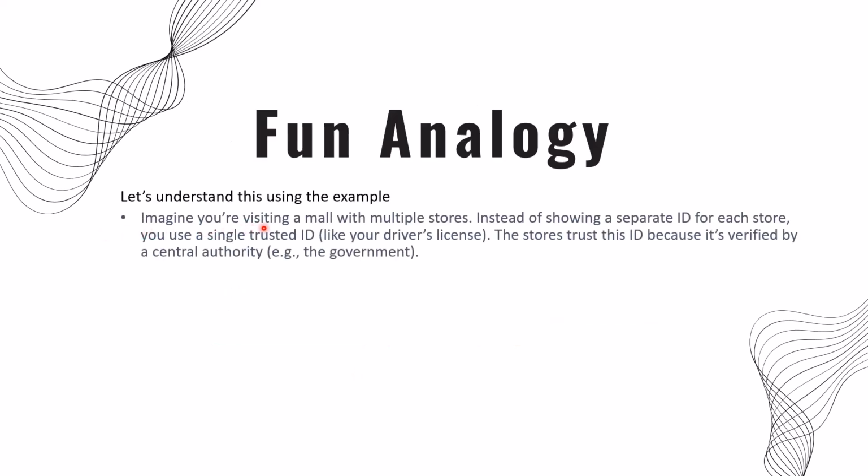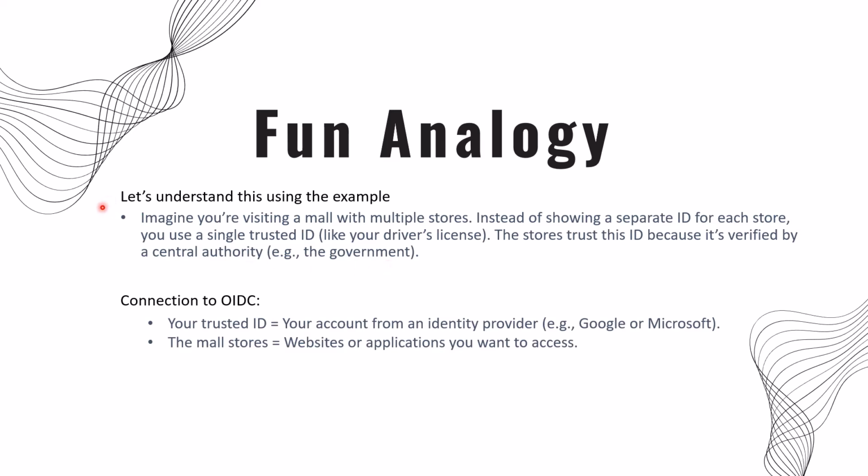So imagine you are visiting a mall with multiple stores. Instead of showing a separate ID for each store, you are using a single trusted ID. The store trusts this ID because it is verified by a central authority, which in this case is the government. So let's see, using this analogy, how this connects with the OIDC protocol. First, your trusted ID is your account from the identity provider. For example, the identity provider can be Google, Microsoft, etc. Second, the mall stores. The mall stores are like a website or application you want to access, and the whole process of using a single ID to access all the stores is the OIDC protocol.